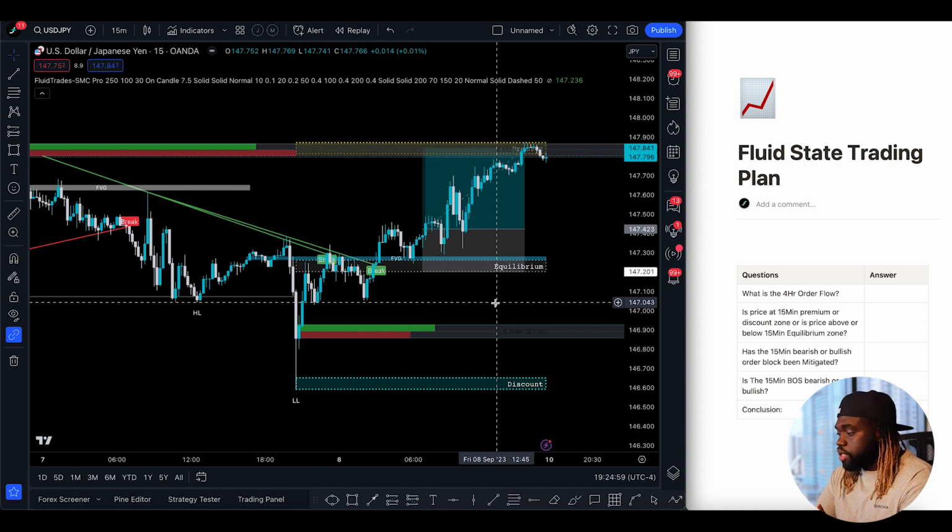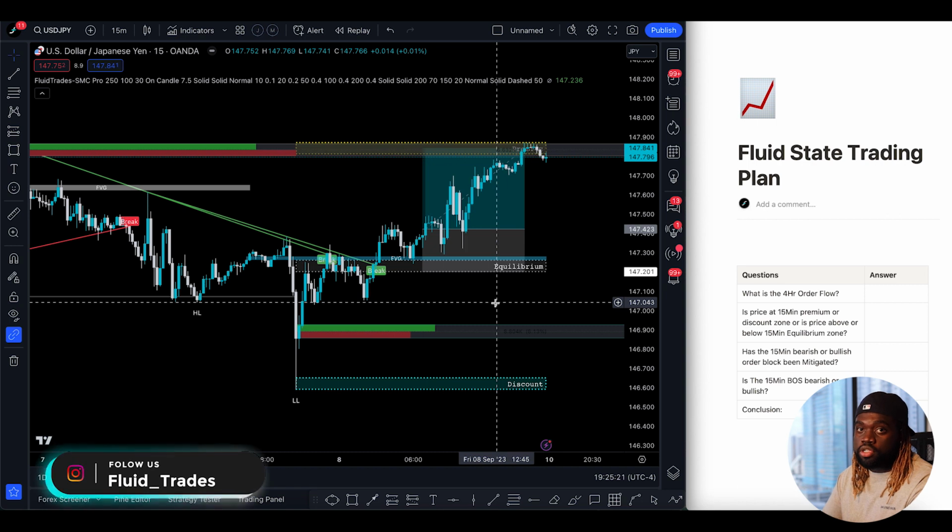You're going to ask yourself these questions and type in your answers, and depending on all your answers, you're going to come up with a conclusion of where you want to go with your plan, right? Are you going to go bullish? Are you going to go bearish? Are you going to take long trades or are you going to take short trades?